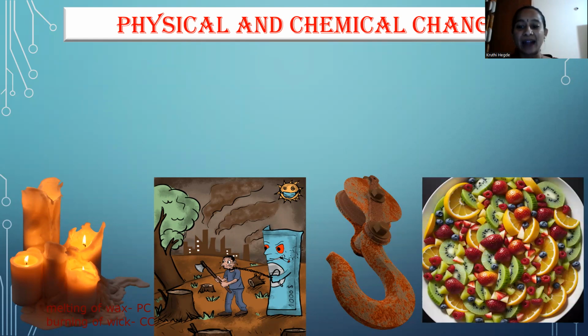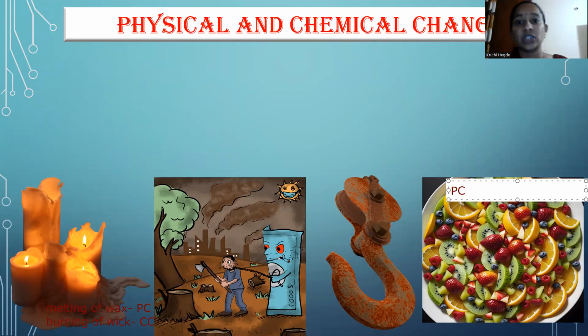Then fruit salad. How is fruit salad made, or any salad for that matter? It's just made by cutting the vegetables or fruits and keeping them mixed. Is it a physical or chemical change? Is any cooking done during fruit salad? No cooking. So in the case of fruit salad, it's just a physical change.